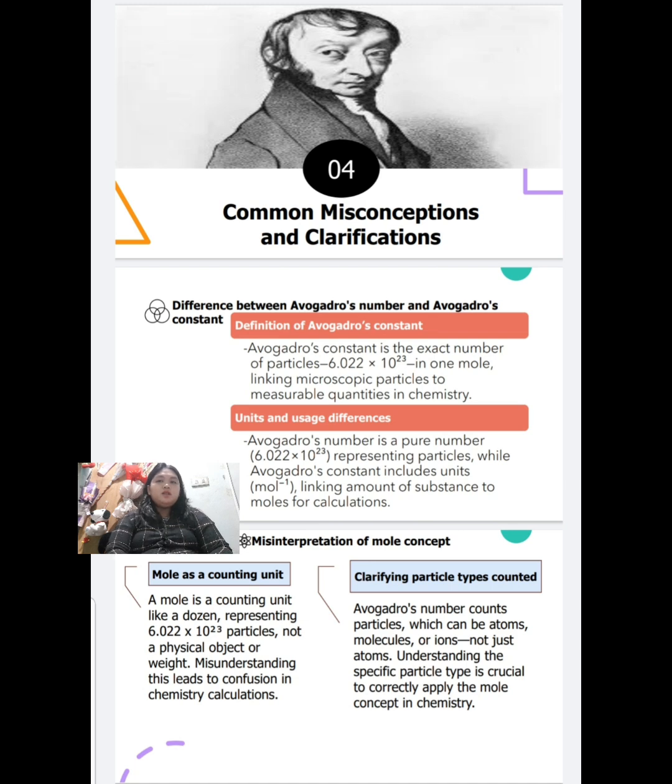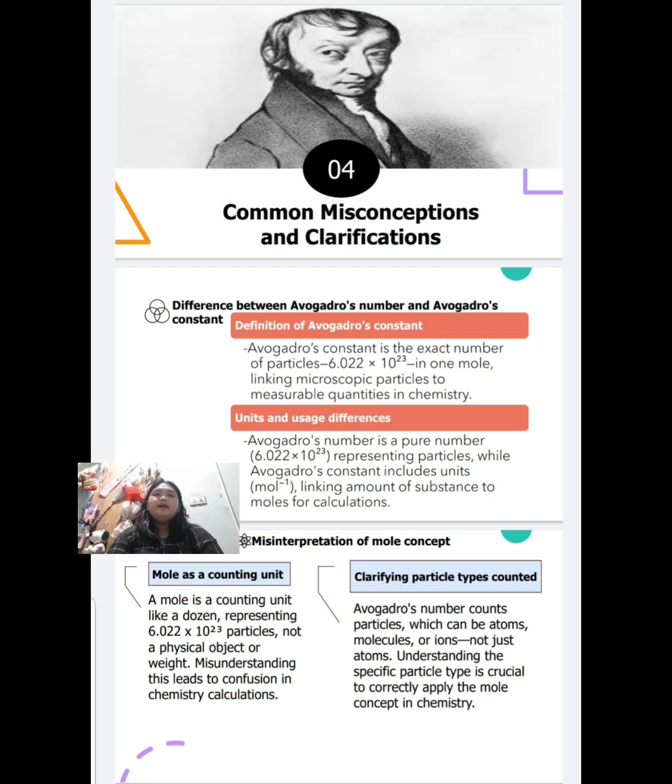Third is the historical background. So, Avogadro's number, introduced by Amedeo Avogadro in 1811, helped scientists to understand the number of particles in a mole, crucial for studying chemistry at the atomic level.